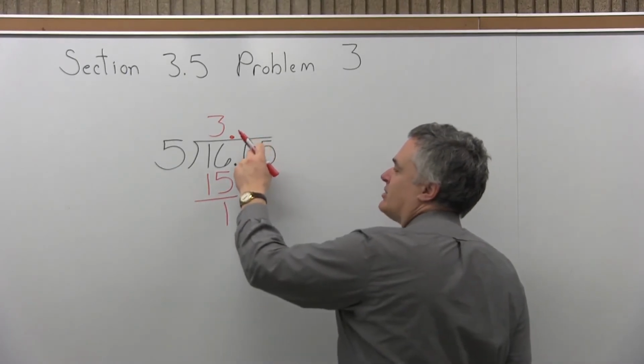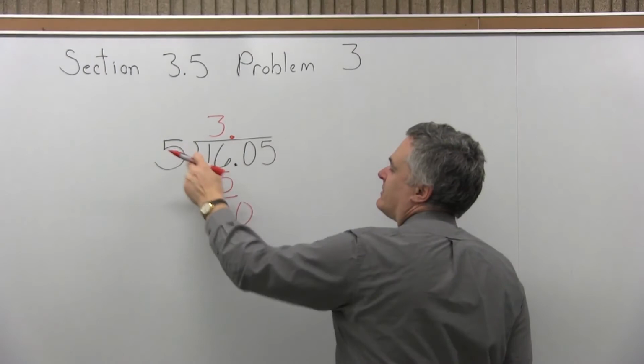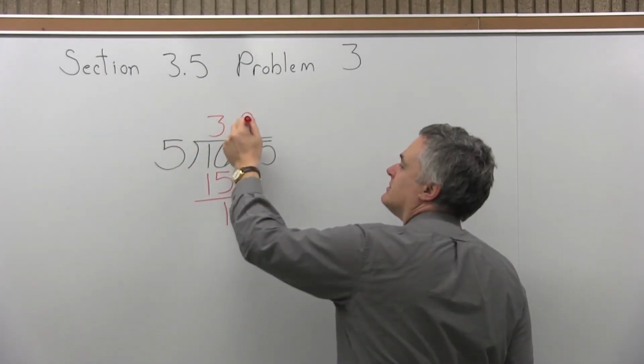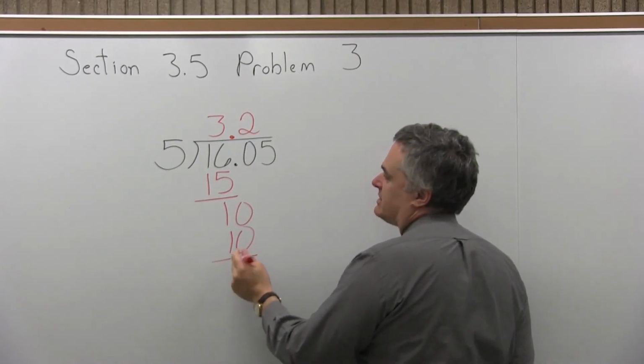Look at the next digit over to the right. It's a 0. Bring it down next to the one we just had. 5 divides into 10 twice, evenly. So 2 times 5 is 10. 10 minus 10 is 0.